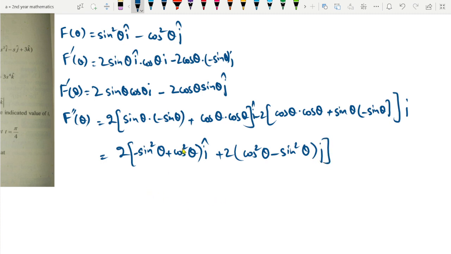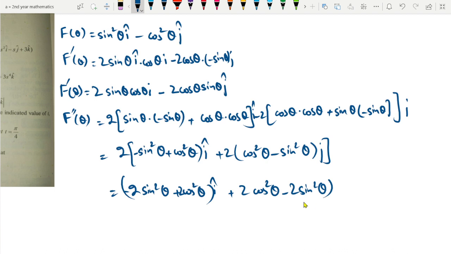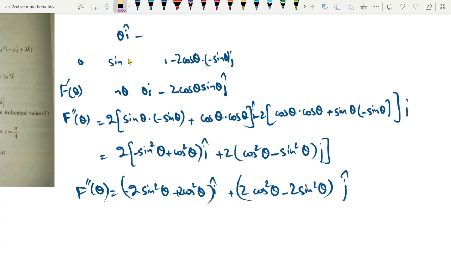So you can also write it as minus 2 sine square theta plus cos square theta i plus 2 cos square theta minus 2 sine square theta into j. So this is our double derivative of f of theta. I will discuss the next question.